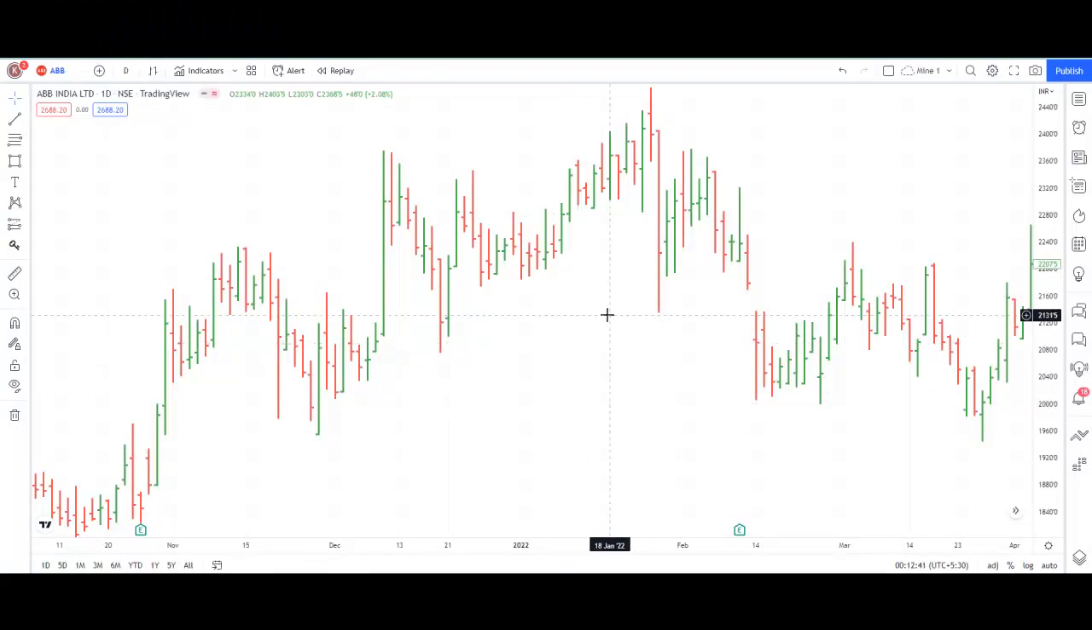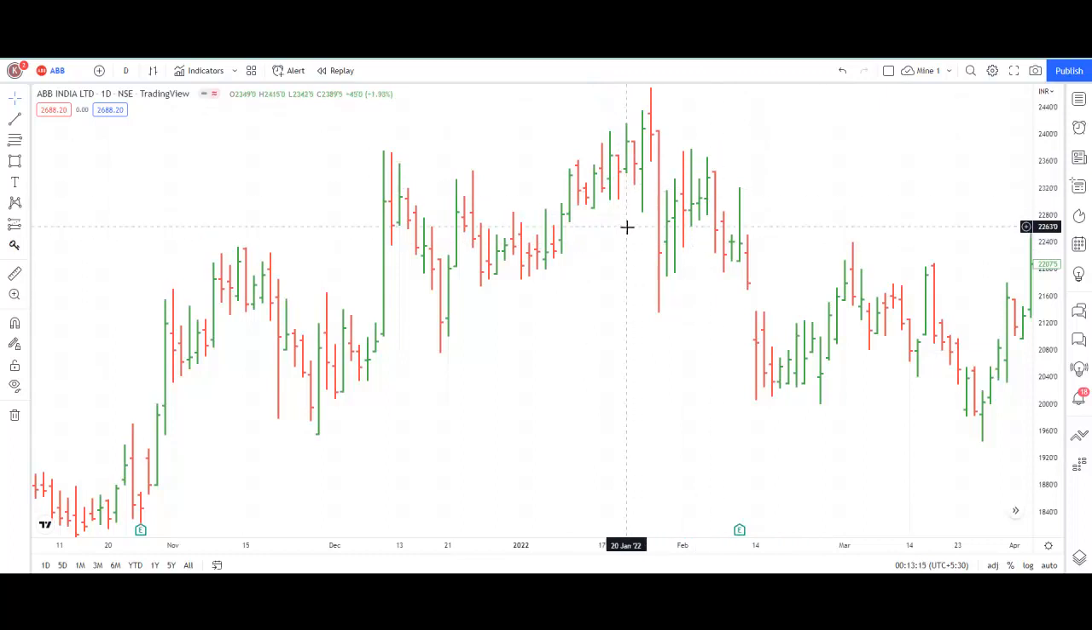Now, let's quickly look at how to identify or draw the price rejection zones. Here, I have the chart of ABB on TradingView. As we can see, the stock was going up, and at this point, there's some resistance, and the stock could not move further, and it came down. So there was a price rejection which happened here.